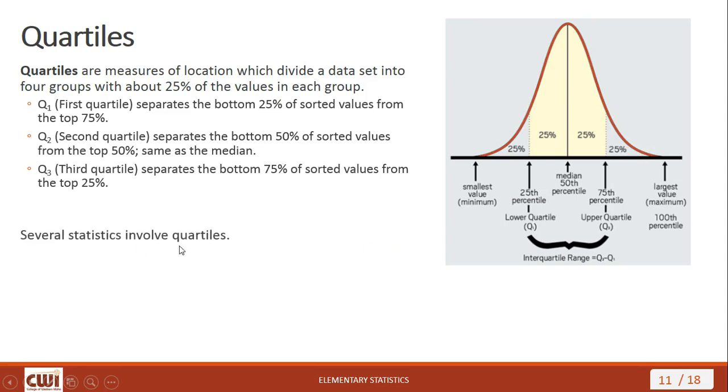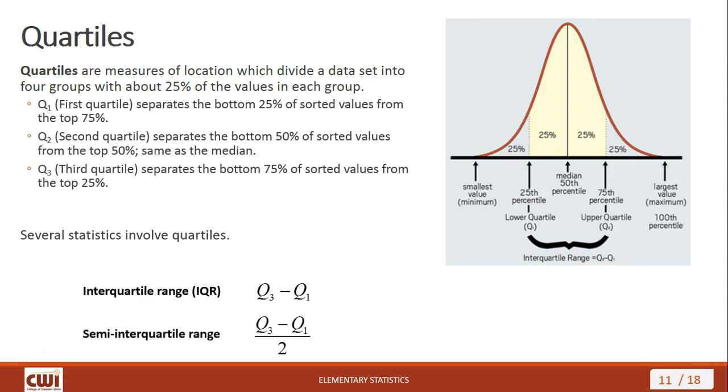There are several statistics that involve quartiles. For example, the interquartile range, or IQR, is simply the third quartile minus the first quartile. And if you look at this, this is roughly 50% of the data. So not quite one standard deviation, because remember from our empirical rule, about 68% of the data lies within one standard deviation. So not quite the one standard deviation, but a little bit close.